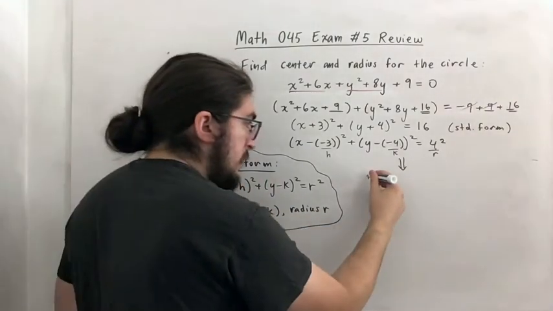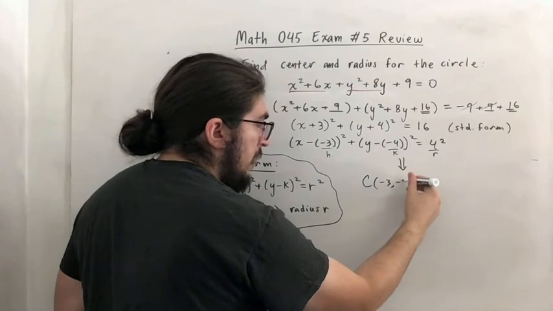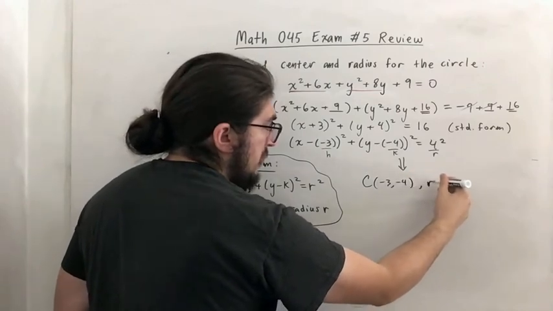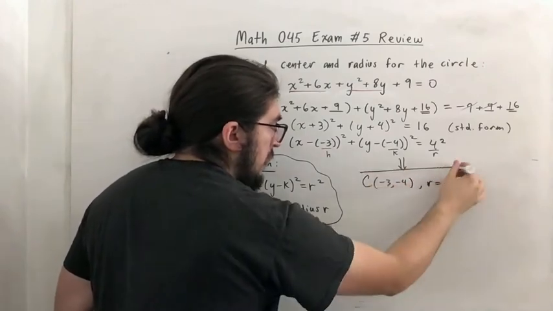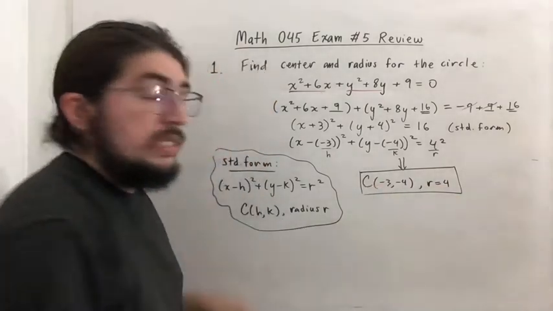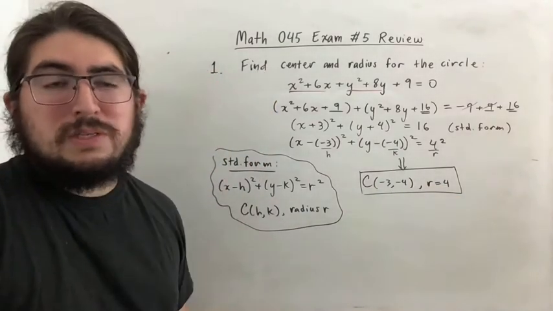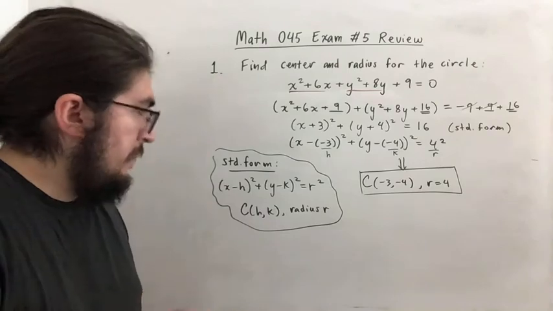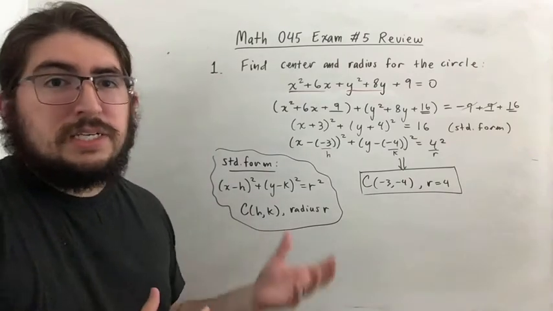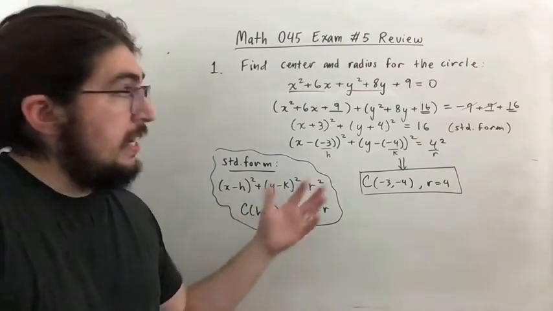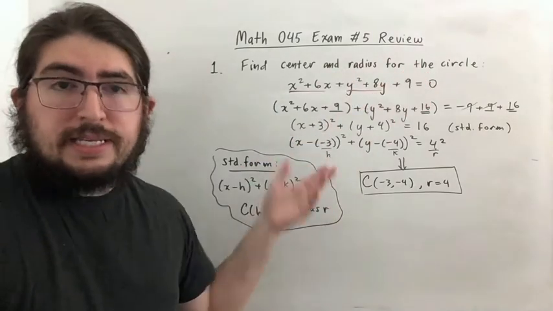So we know the center is the point (-3, -4), and the radius is just 4 itself. And we're done with this problem. So we'll see the future problems, the rest of the problems in the review for this exam, will basically have some connection to some standard form depending on what the graph looks like. In this case, it's a circle.